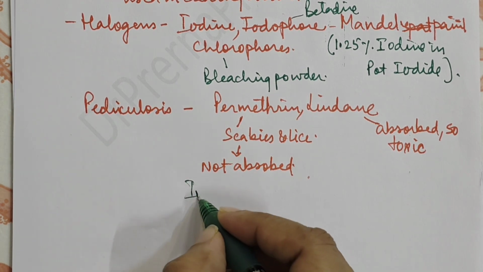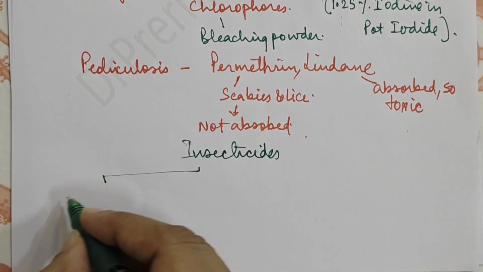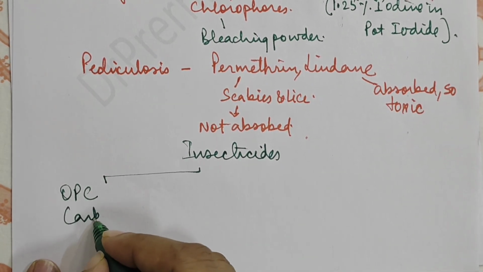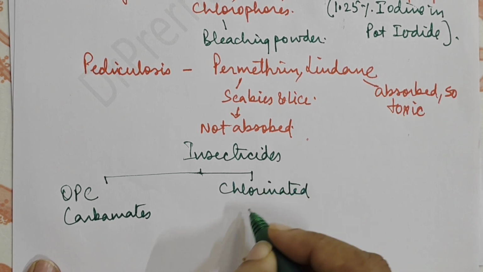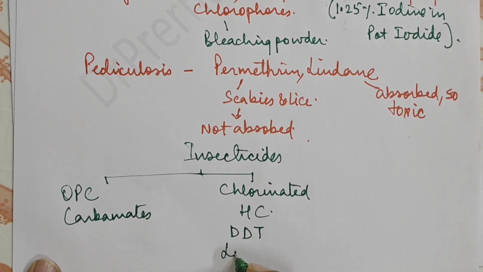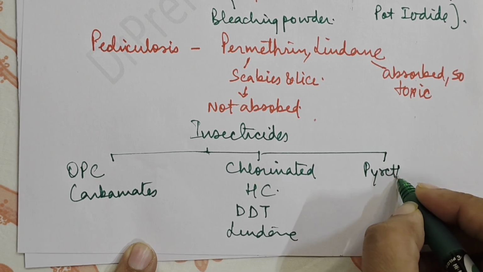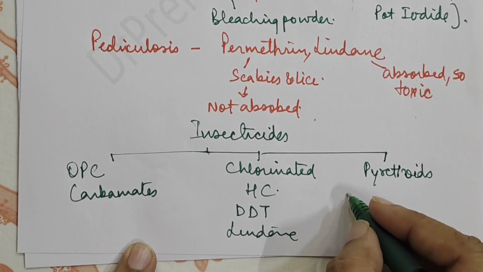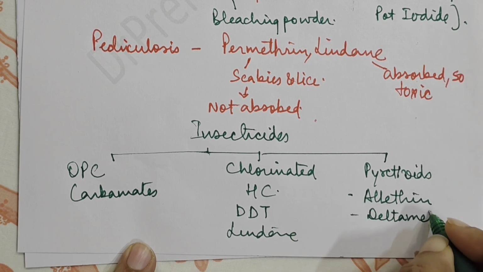Then we have many insecticides. Now in insecticides, remember that we had some OPC and carbamates, right? Then we have some chlorinated hydrocarbons like DDT or lindane, right? And then we have pyrethroids, right? In which we have drugs like allethrin, deltamethrin, etc.